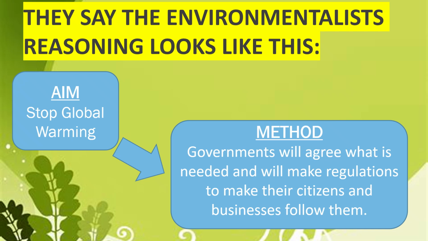They say the environmentalist reasoning looks like this. Their aim is to stop global warming, and the method is governments will agree what is needed and will make regulations to make their citizens and businesses follow them. That's what they say the situation looks like.